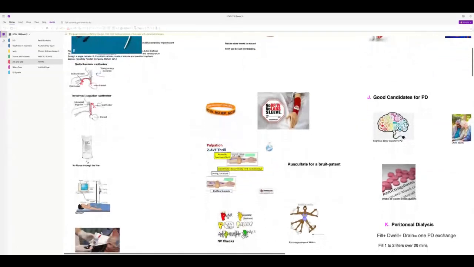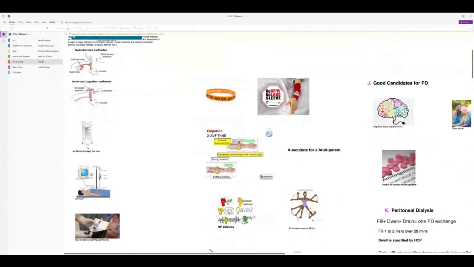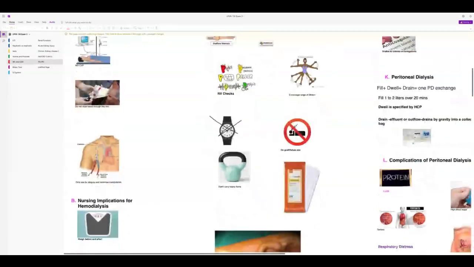So the rule is only the dialysis nurse touches this. You cannot draw blood from this. You cannot hang blood in this. You cannot monitor a CVP through this. Only the dialysis nurse. You can't have a lot of manipulation with that.